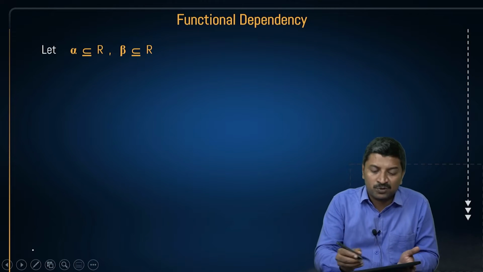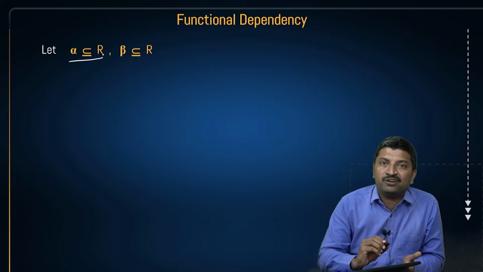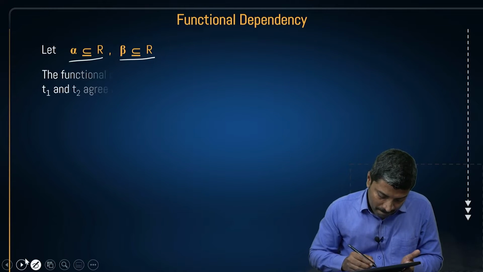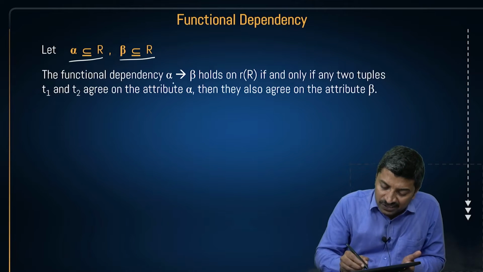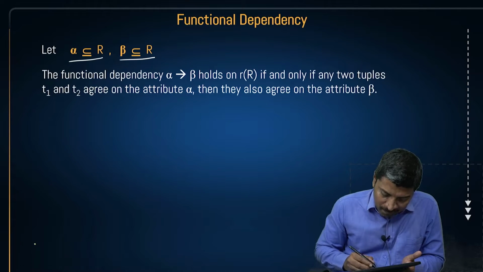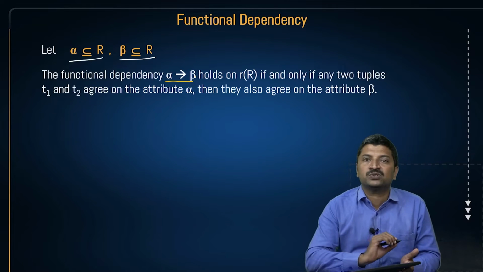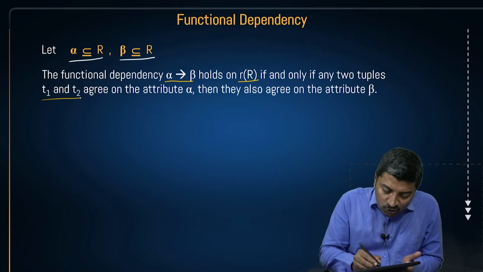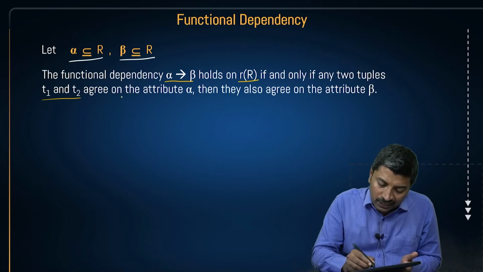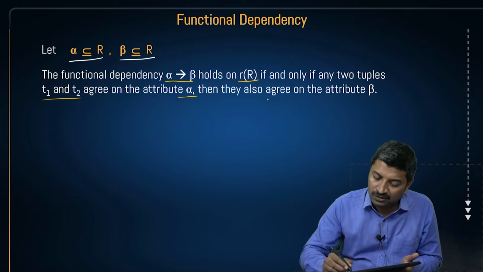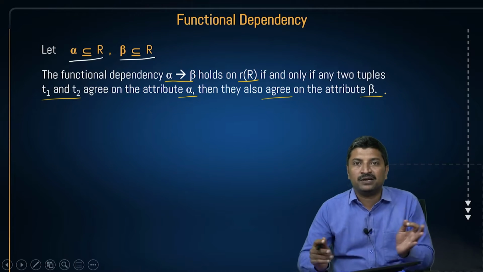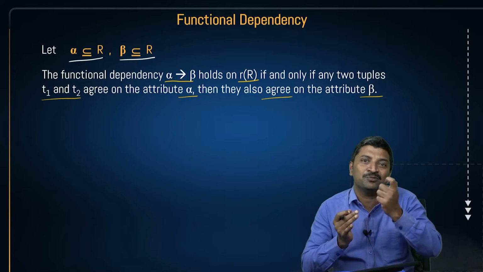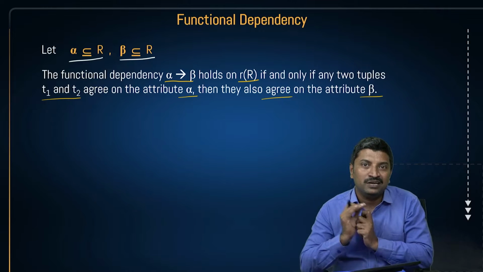Suppose alpha is a subset of the attributes of the relation and beta is a subset of the relation. The functional dependency alpha goes to beta holds on the relation schema R if and only if, for any two tuples T1 and T2 that agree on the attribute alpha, they also agree on the attribute beta. That means if any two tuples have the same value of alpha, then they must also have the same value of beta. Is that clear?